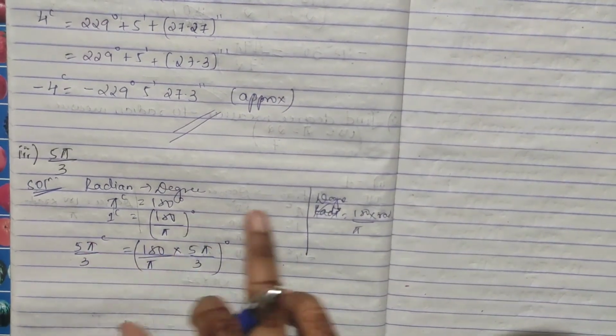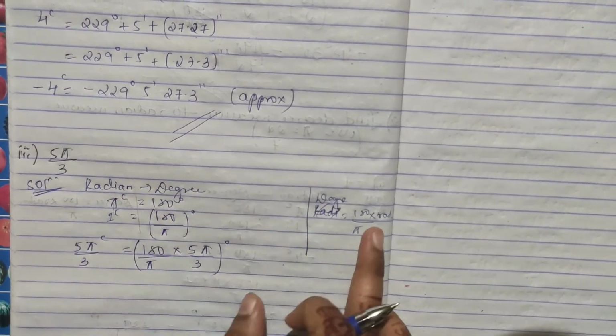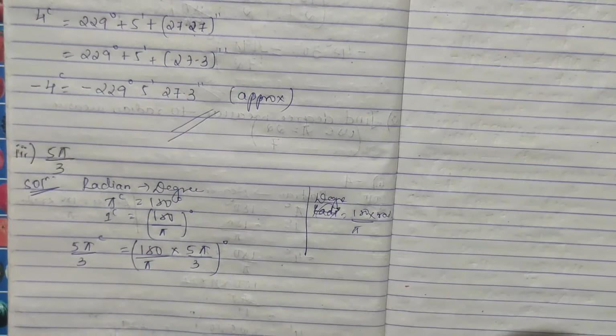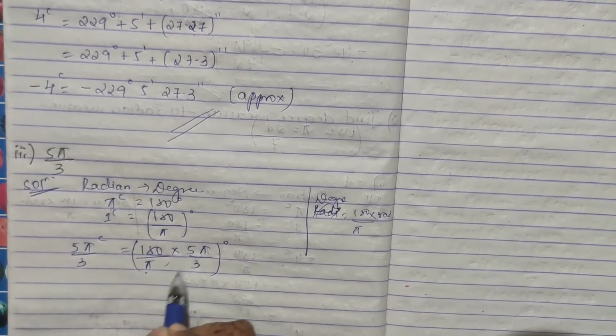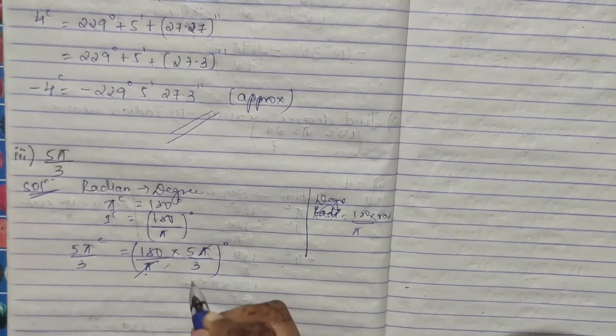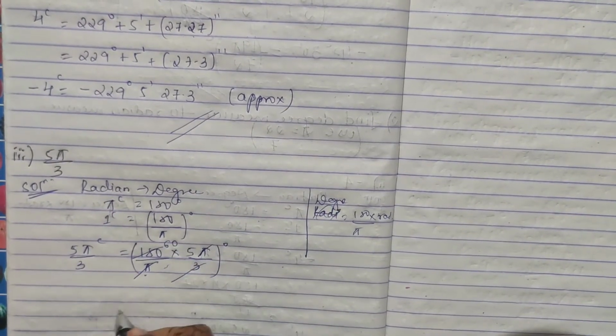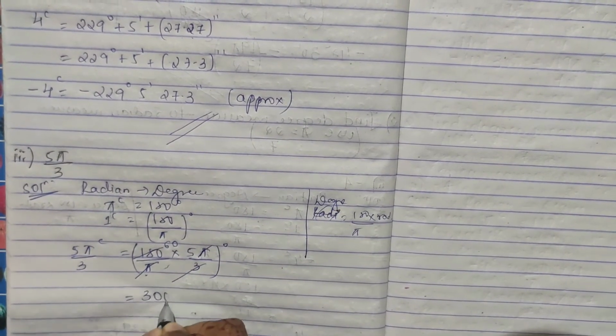Okay, so both the things I am writing, like this also and this also, just showing you how this came from here. So at the end you'll get like this. So pi gets cancelled, 3 ones are 3, 3 6s are 18, 0, so you get 300 degree.